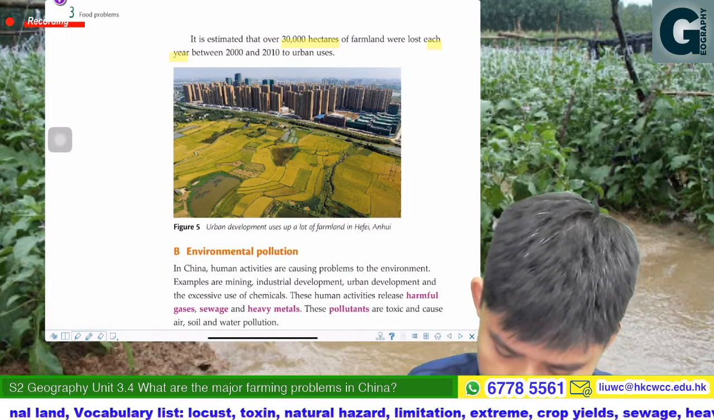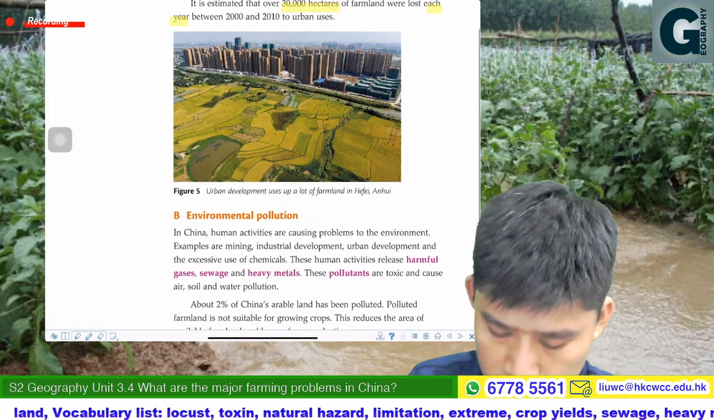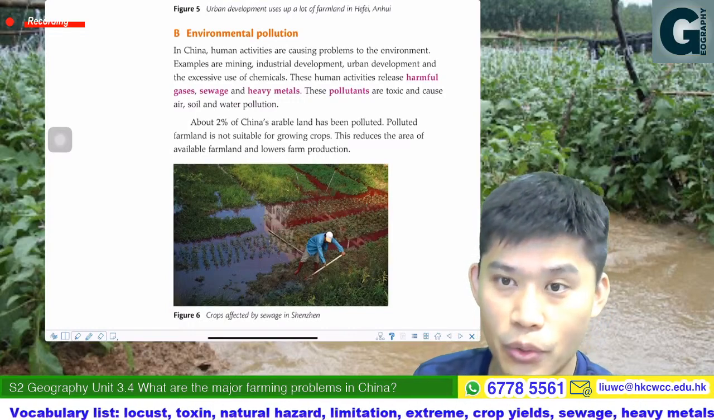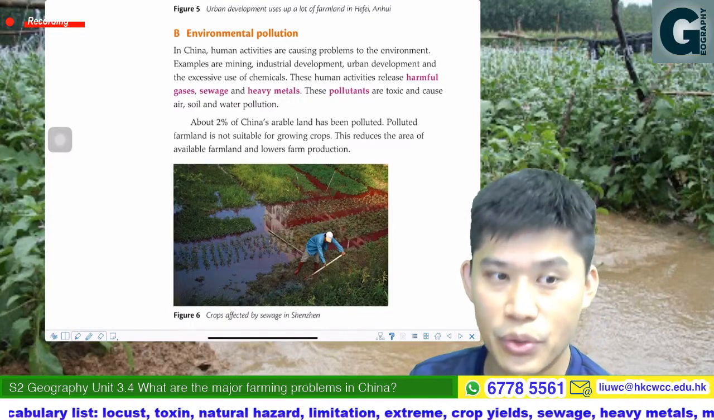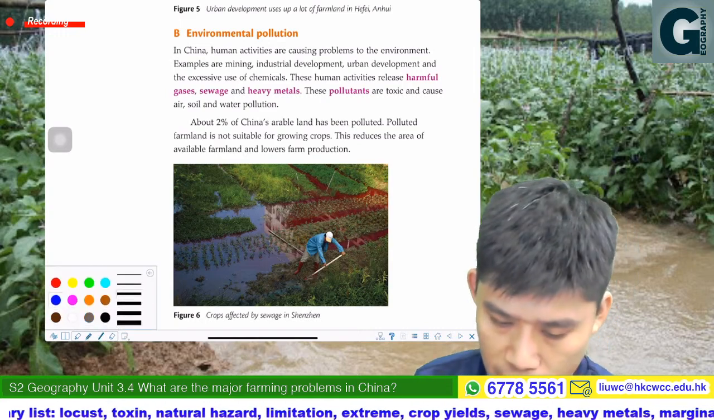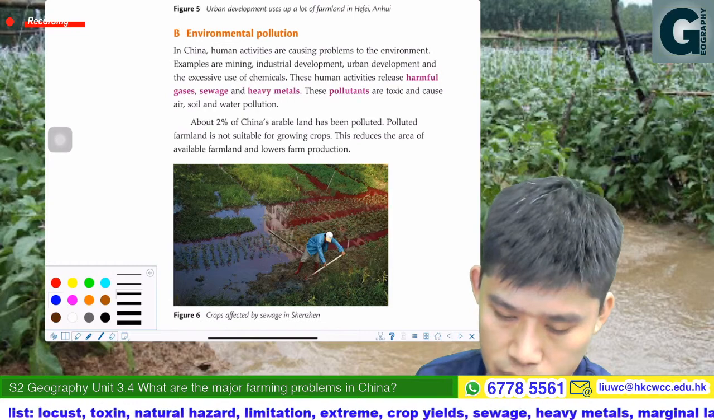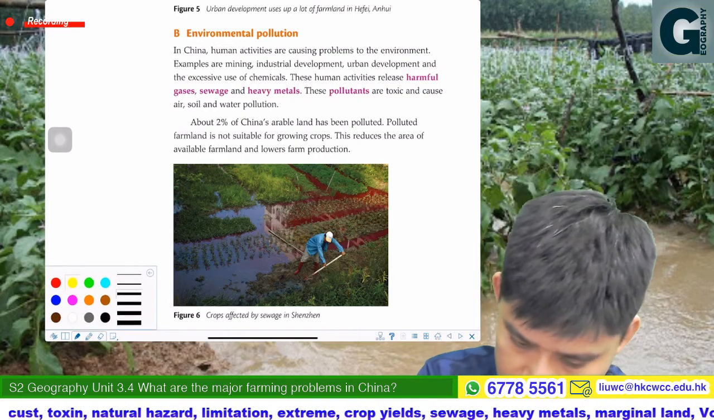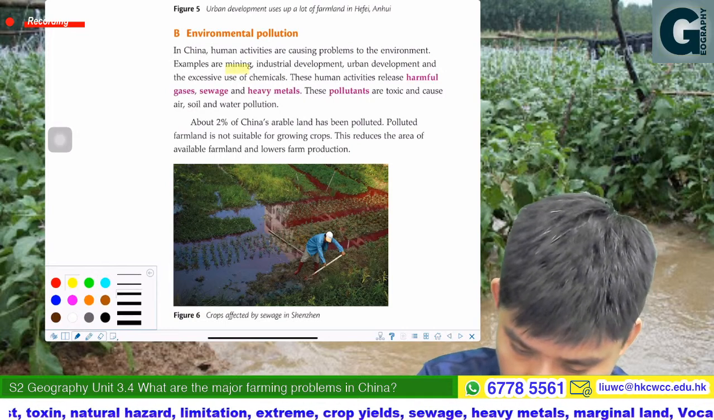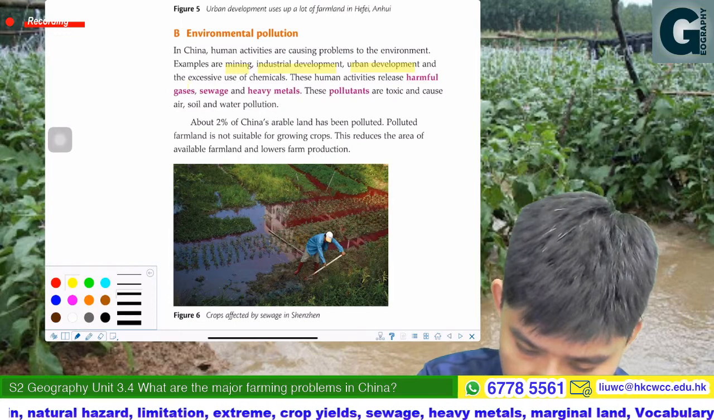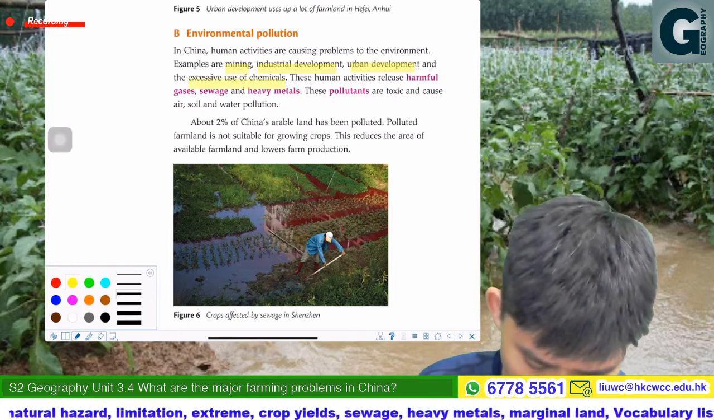Okay, the explanation of the first one, urban development. Okay, then the second one, environmental pollution. So when we talk about pollution, okay, so actually we have discussed this before. Okay, in China, human activities cause problems to the environment, such as, okay, please highlight this, such as mining, industrial development, urban development, and also the excessive use of chemical.